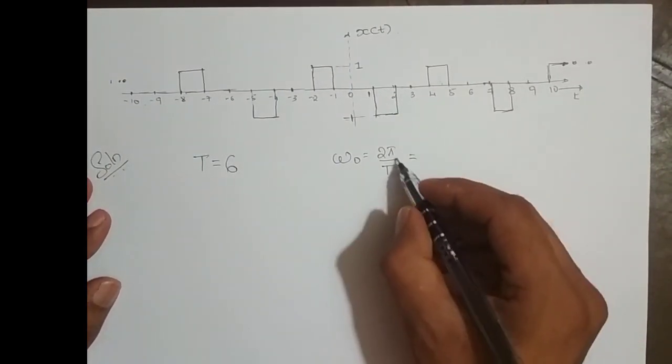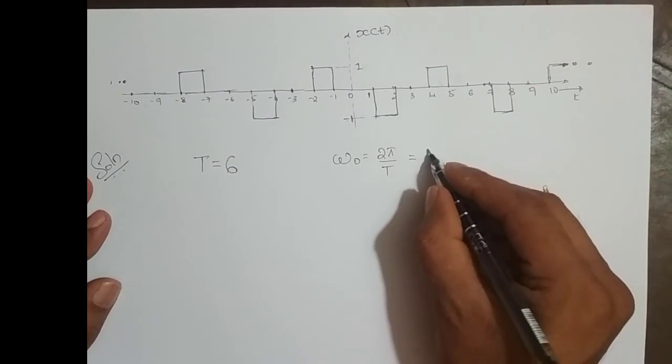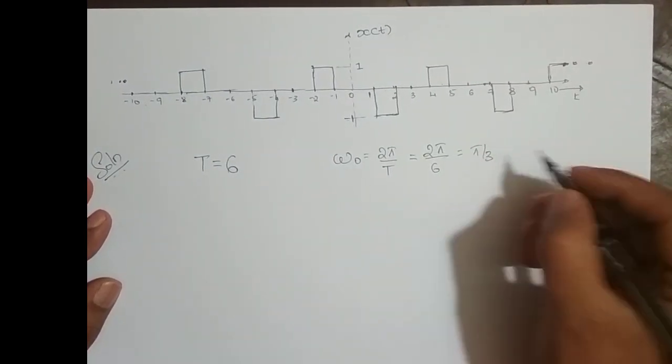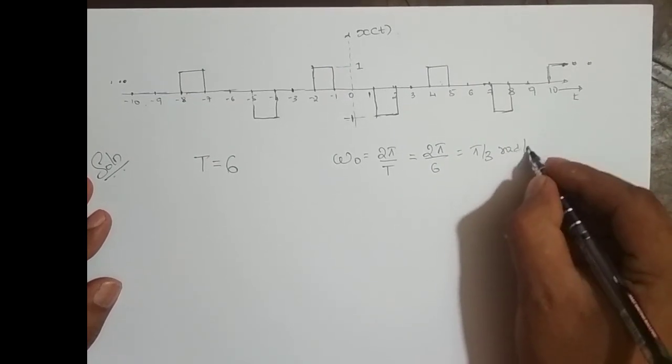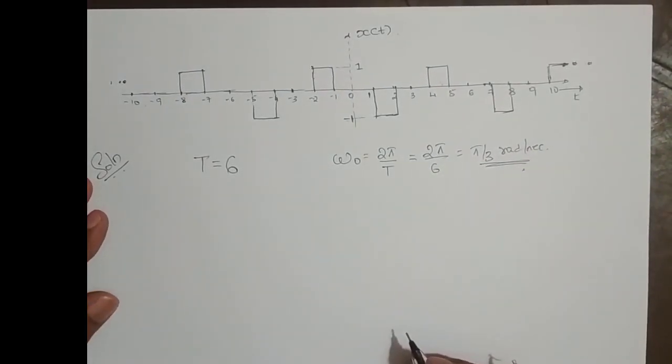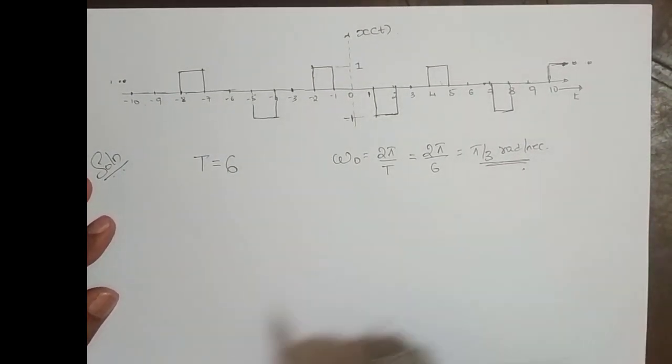Fine. Now 2 pi by 6, which is equal to pi by 3. This is the fundamental frequency in radians per second. Fine. So we got omega naught equal to pi by 3.